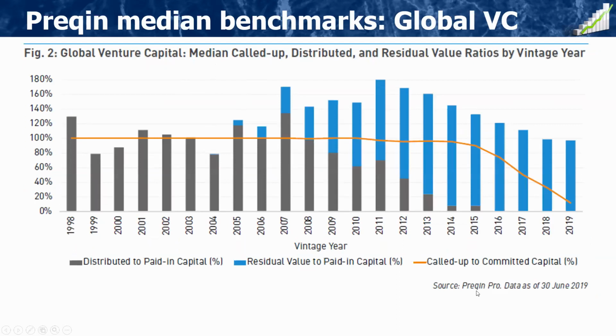This is another source, remember, of information. It's Preqin Pro, similar picture, but numbers are slightly different. That's the global venture capital, and its median called up, distributed and residual value ratios by vintage years. It's more up to date than the PitchBook data I showed you before, but here you can see that for vintages before the dot-com bubble, the total money returned back was less than 1. And that's median. Of course, there are better funds, but median is a good characteristic. Look at that.